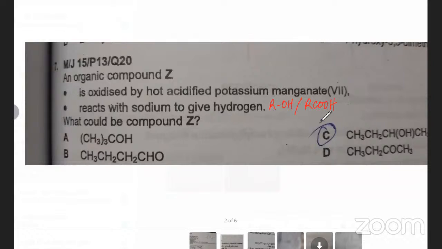So now this one, what's the answer to this one? It is getting oxidized as well. It would be an alcohol. It can't be B because that's an aldehyde. It can't be D because that's a ketone. So you've got a tertiary alcohol and you've got a secondary alcohol. One is alcohol, not oxidized. Okay, so it's going to be C because it's going to be oxidized. Tertiary alcohols don't get oxidized.